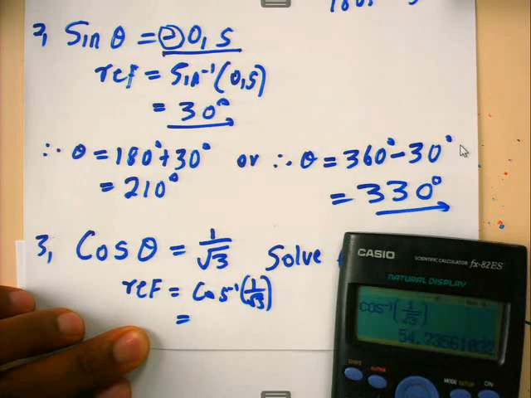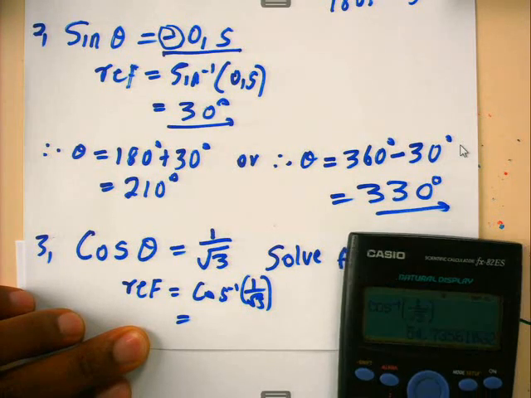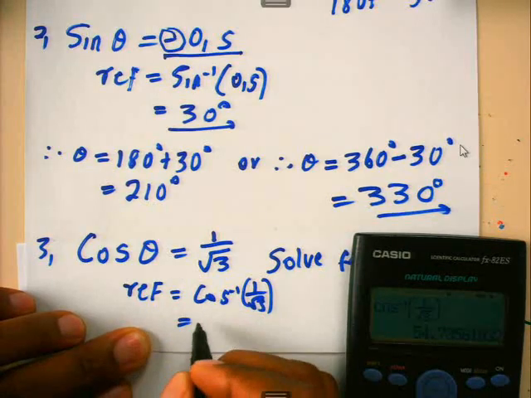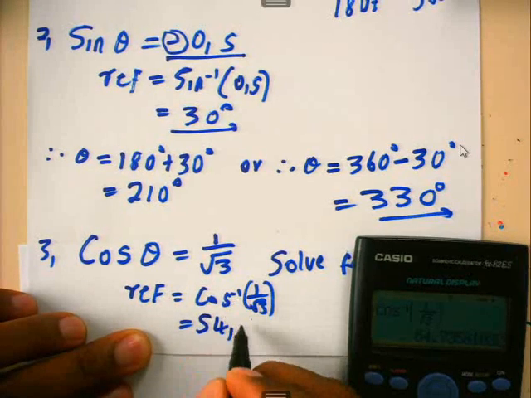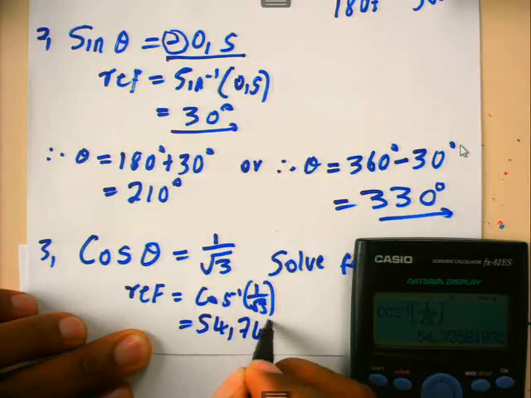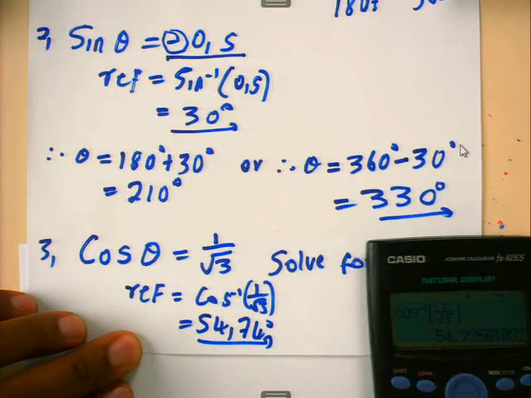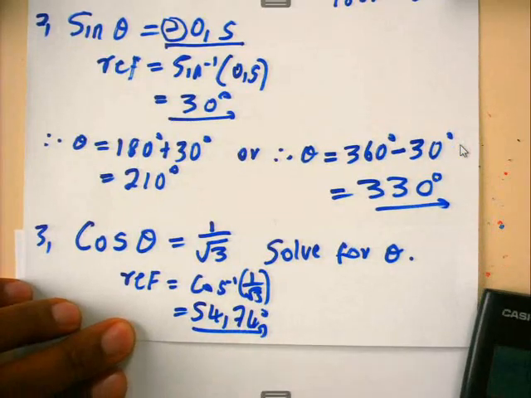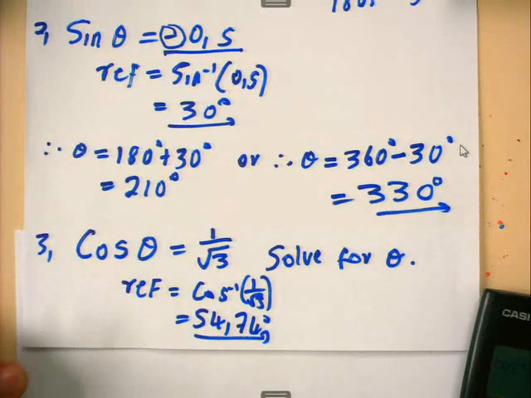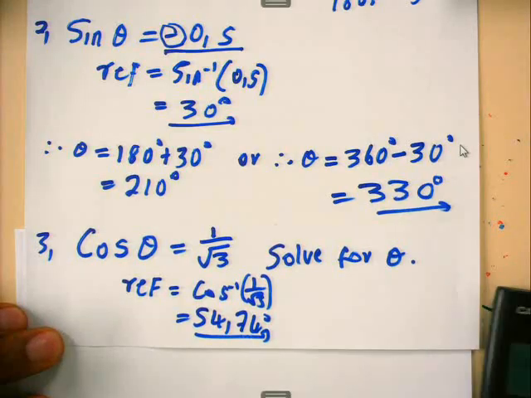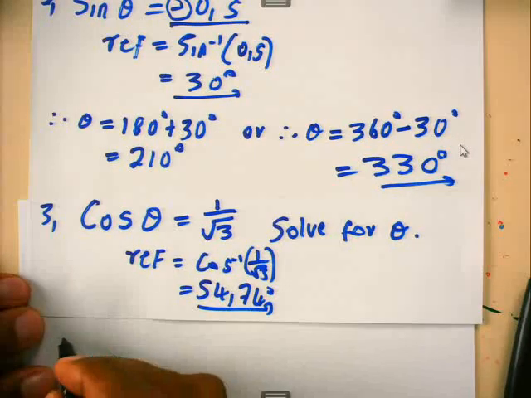Right, of course, we can round it off to what? To 2 decimal places. Then the answer there is 54,74 degrees. That is 54,7 degrees. Right, now, once you are done with the reference angle, you remember the next step will be for you to determine what? To determine the size of theta.